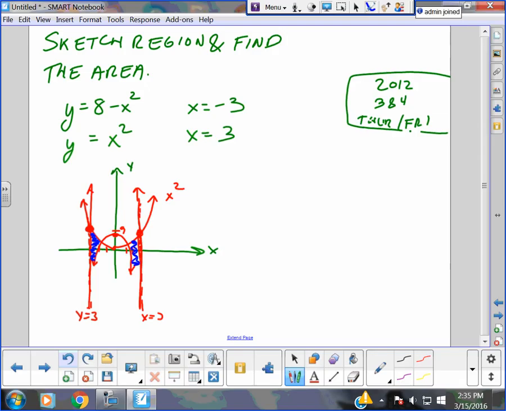I'm so confused which line you're spinning it around. I'm not spinning. The problem says sketch the region and find the area. I'm so used to you spinning it. Yep, the spinning is going to be find the volume. This is find the area.